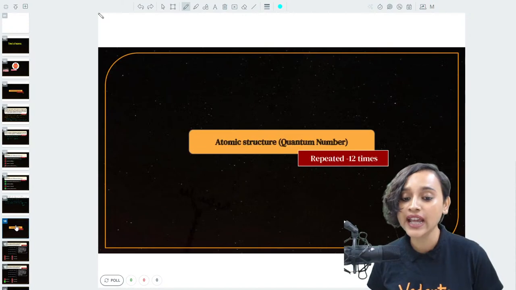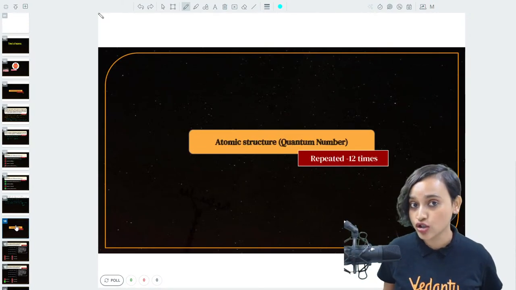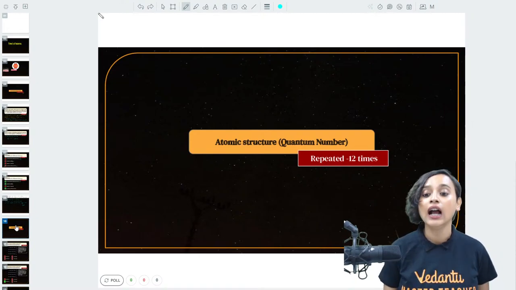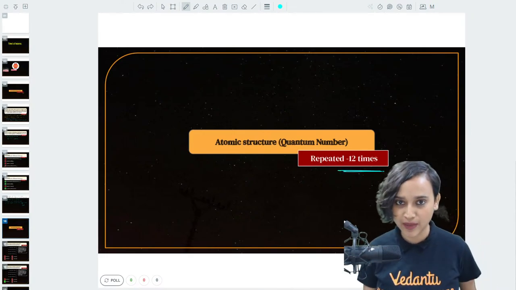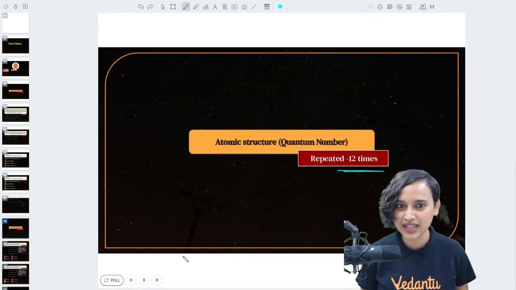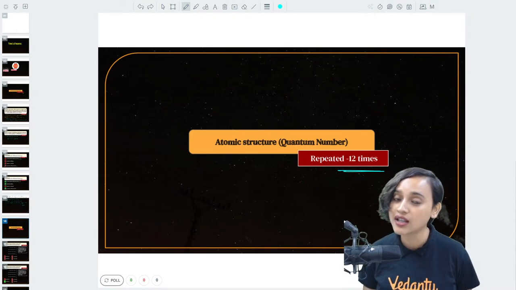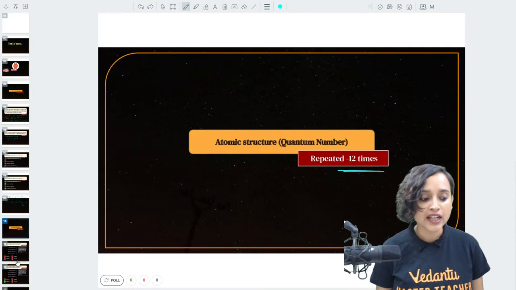The next topic here is atomic structure, quantum number. In the last session also, I was telling you that atomic structure is a very important chapter. And quantum number has been repeated 12 times, my dear students, in the exam. So, not a topic that we can just take for granted, isn't it? If it has been repeated 12 times, then there are chances that it will get repeated this time as well, okay? So let's take a look at the question here.